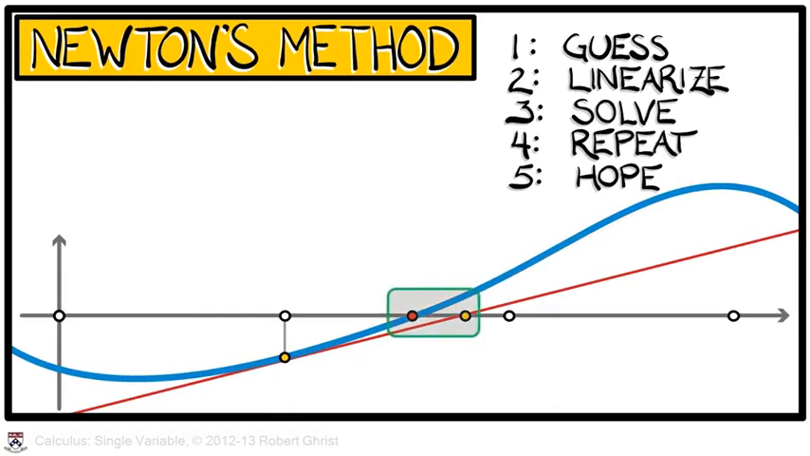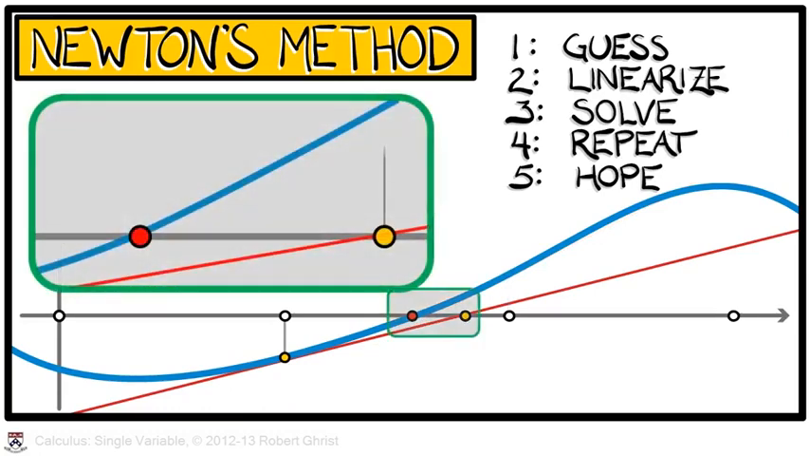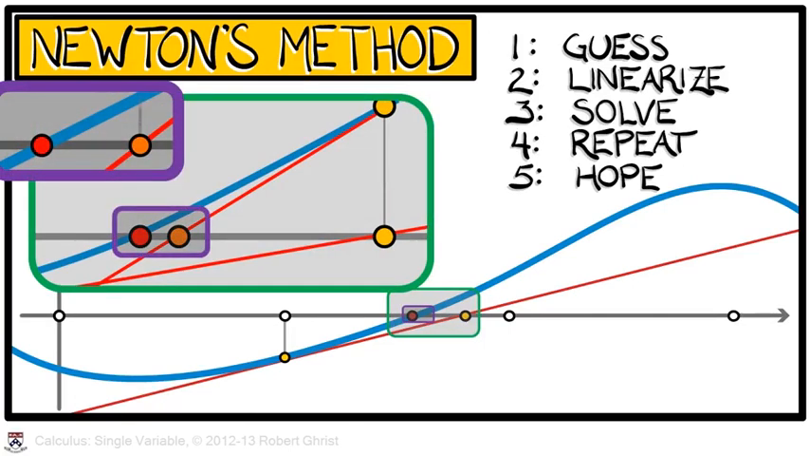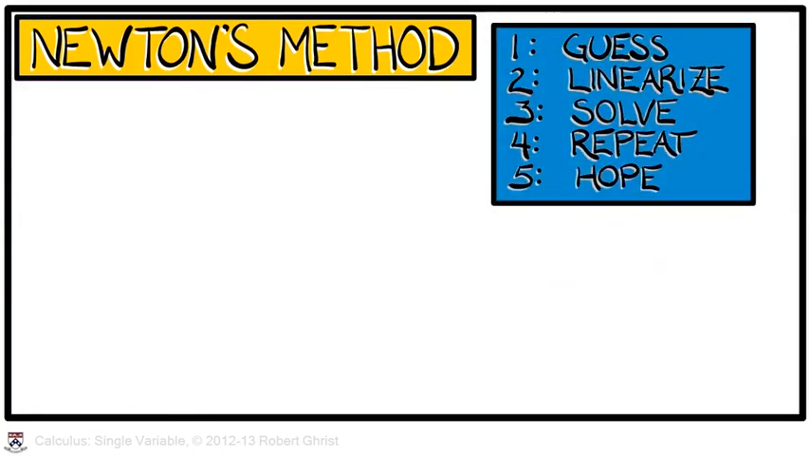So, if you zoom in on what's happening, we linearize, solve for the root. Then we do it again. We linearize at that new point and then solve for the root. Keep your fingers crossed. This may converge. Now, let's introduce a bit of notation.